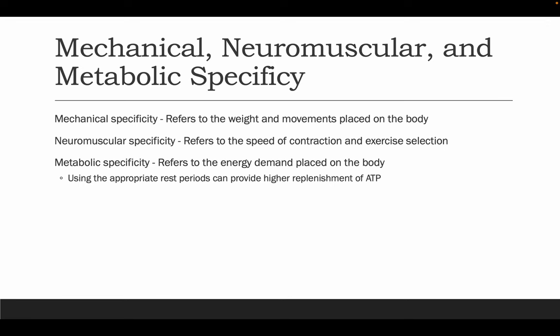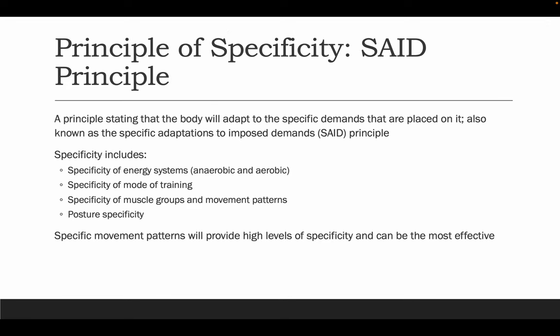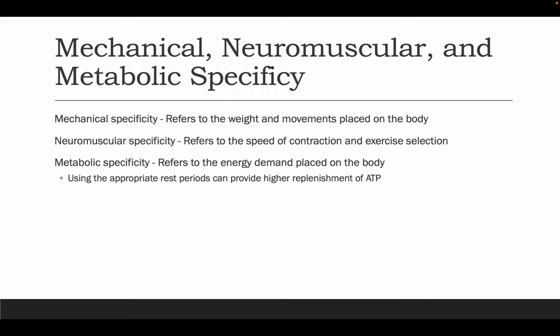Metabolic specificity goes back to the first one there, specificity of energy system. What are you working in? Are you trying to be more aerobic? Are you trying to be more anaerobic? Are you trying to restore ATP quicker? Is there a way that you can do an in-between to help both? All right, is there more of a hybrid base?